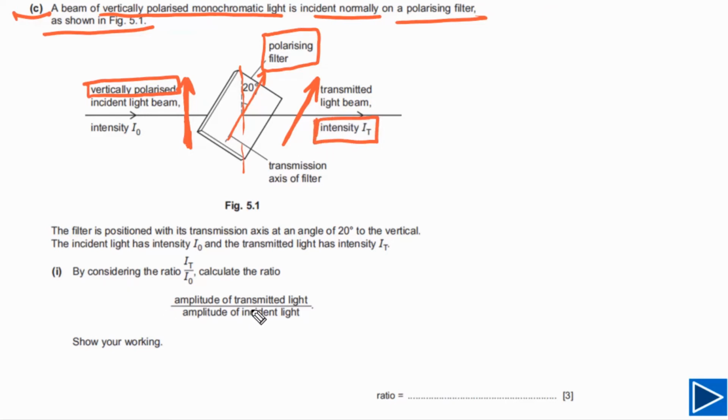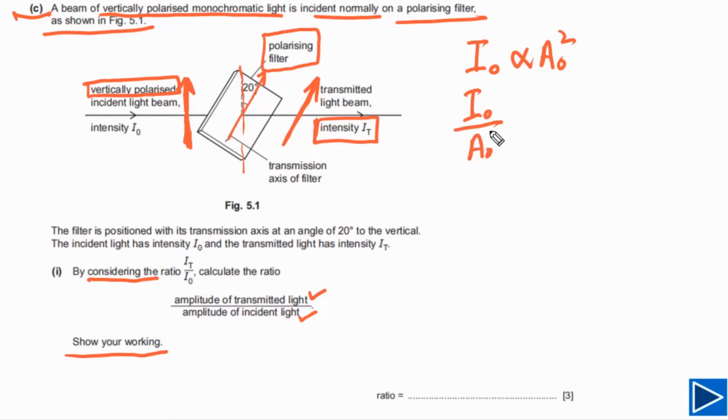Question is asking us to calculate the ratio between amplitude of transmitted light and amplitude of incident light by considering the ratio between IT and I naught. And we need to show our working, means we have to write down all the steps. So we can start from intensity, the relationship between intensity and amplitude. Intensity is directly proportional to amplitude squared. From here we can also say that intensity over A naught squared, the ratio between these two, remains constant.